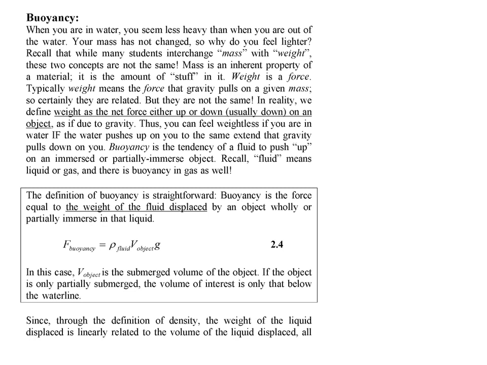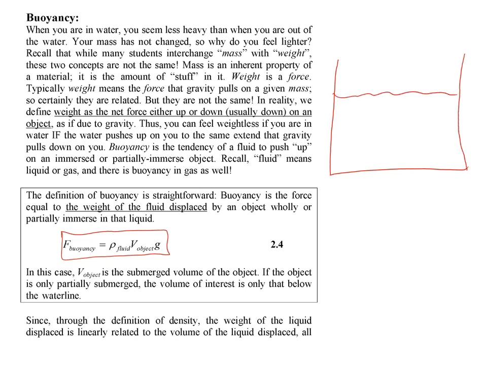So, from the course notes, you've got this equation 2.4. The buoyant force is equal to the density of the fluid times the volume of the object times g. And so we can imagine just a container with a fluid in it. Okay, and here is an object in that fluid.